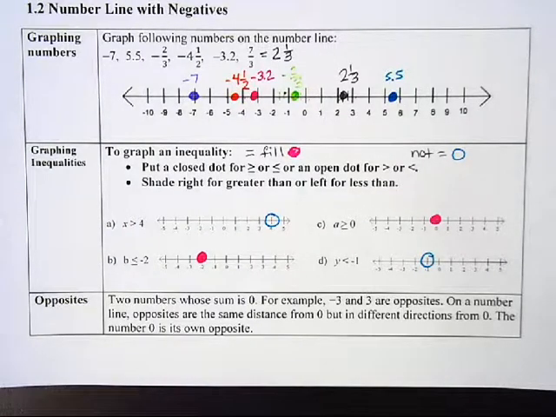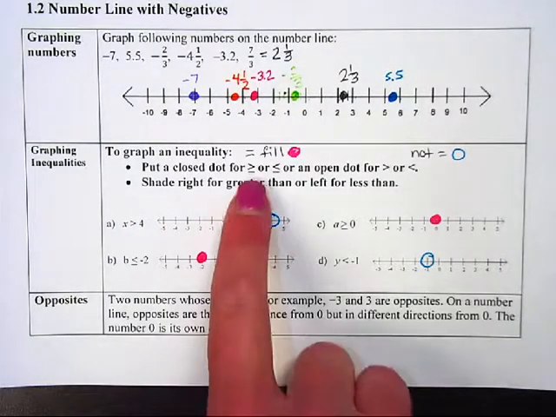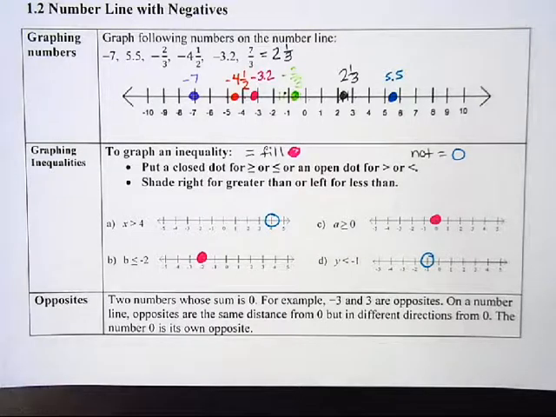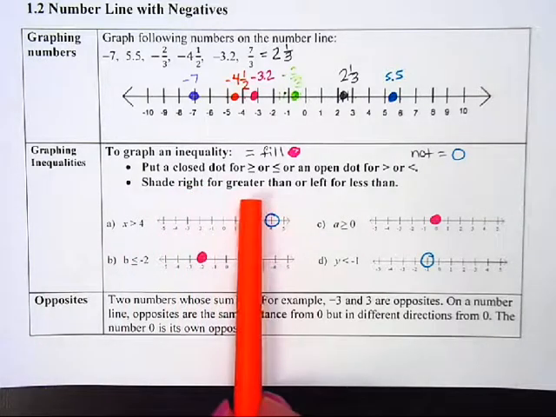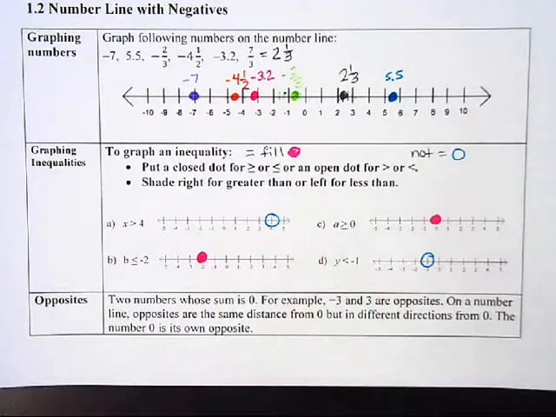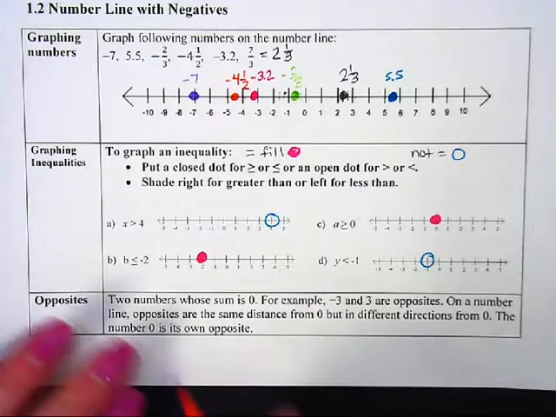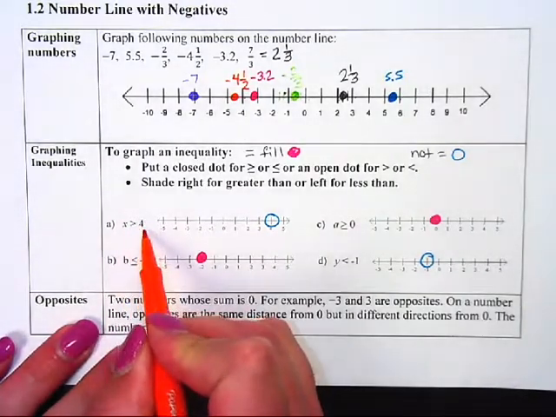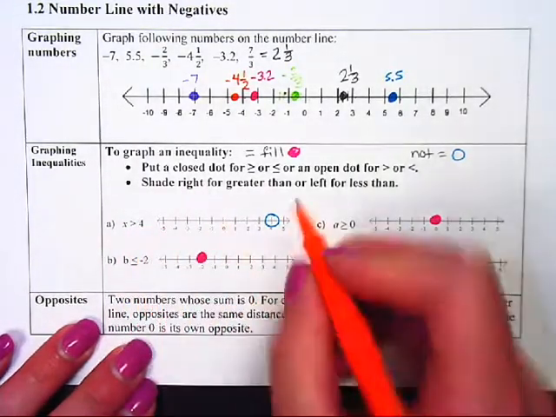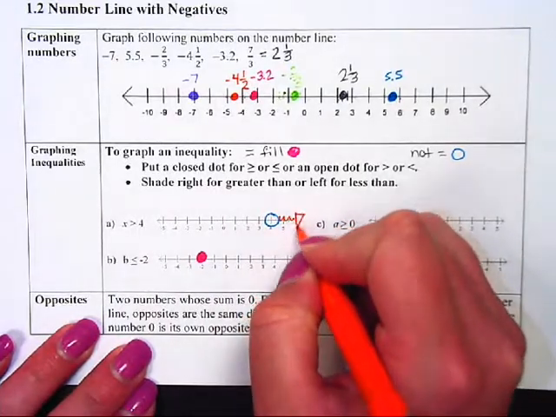I put a closed dot and I fill it in if I have that bar underneath, because it means the solution is equal to. If there is no bar underneath, make sure you leave that circle open to show that it's not a solution. My second direction says shade to the right for greater than or to the left for less than. So as I say this, x is greater than 4. It says we're supposed to shade to the right.